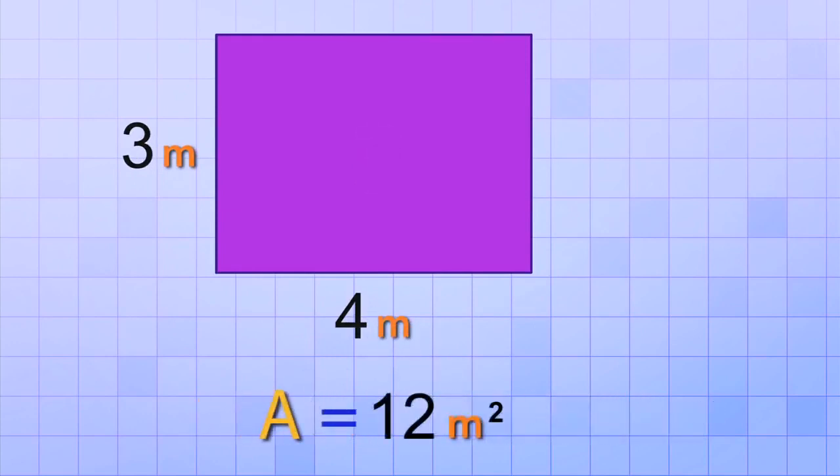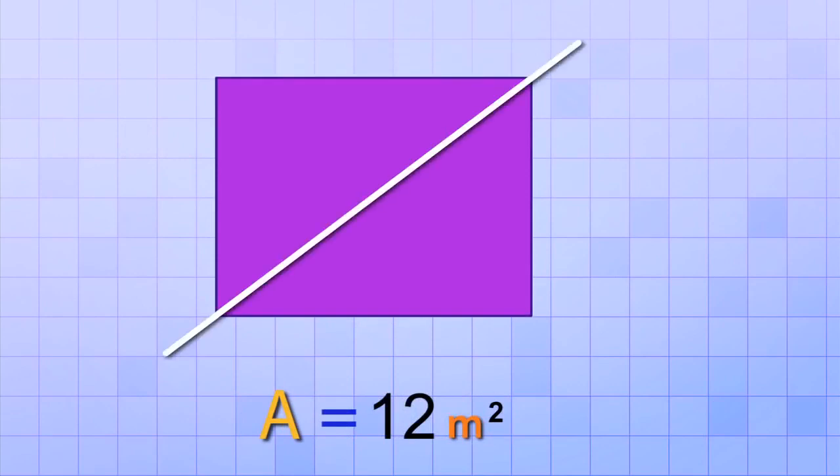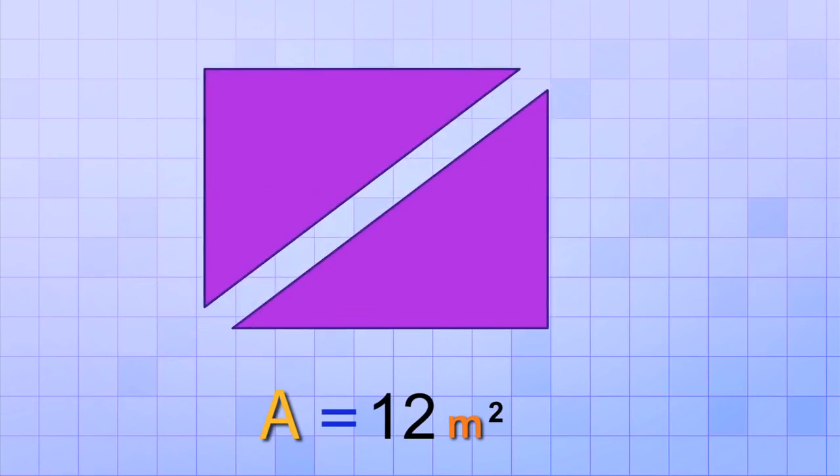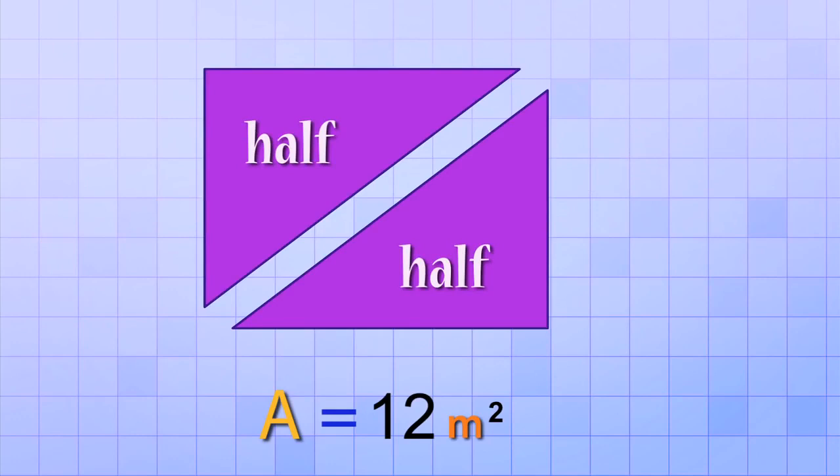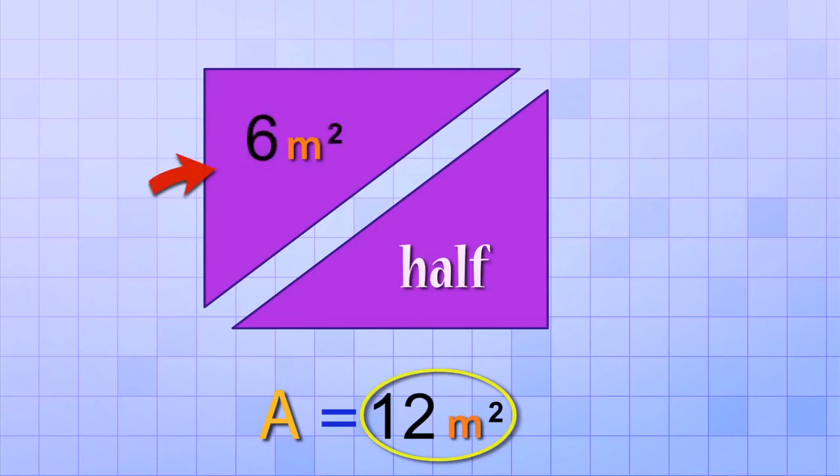But now, what if we were to cut this rectangle exactly in half along a diagonal line from opposite corners? It forms two triangles. And because each of these triangles is exactly half of the rectangle, that means that the area of either triangle must be exactly half the area of the rectangle. We already calculated that the area of the entire rectangle is 12 meters squared. So the area of this triangle must be 6 meters squared, and the area of this triangle must be 6 meters squared, since 6 is half of 12.